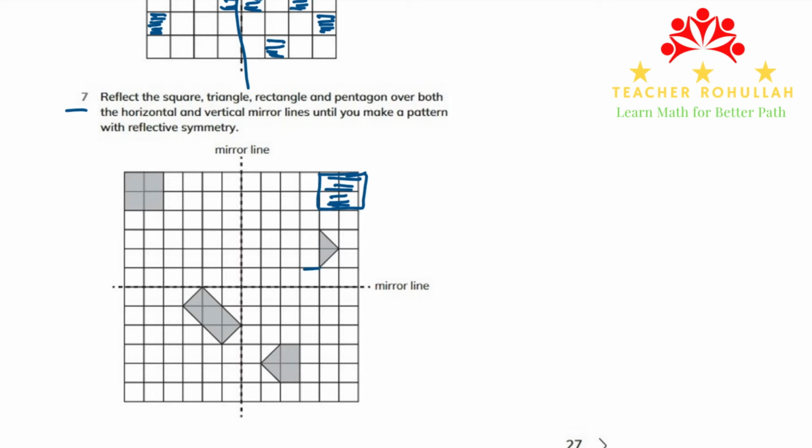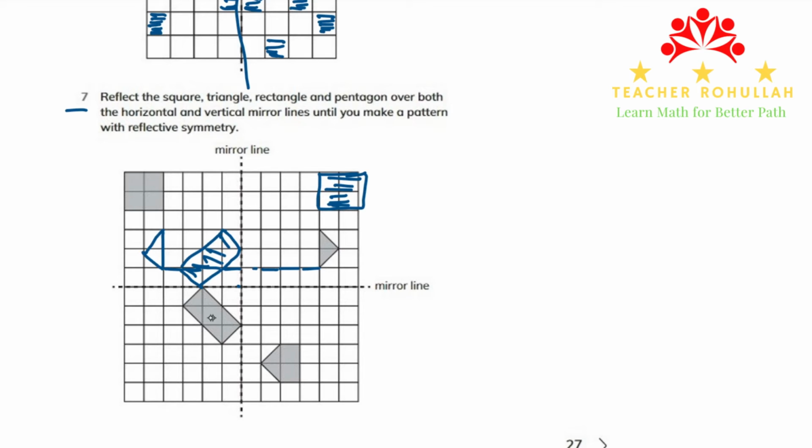Let me count the squares. 1, 2, 3, 4. So 1, 2, 3, 4. The triangle can be here. Now we reflect this rectangle over this mirror line. So it can be drawn this way. One line here, one line here, and the other line here. Now this one is a reflection of the one here.